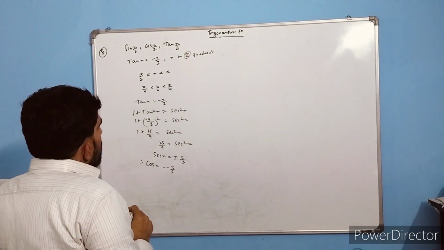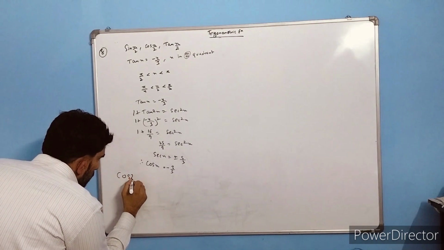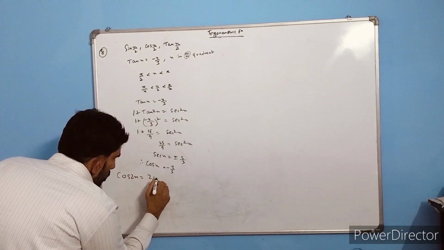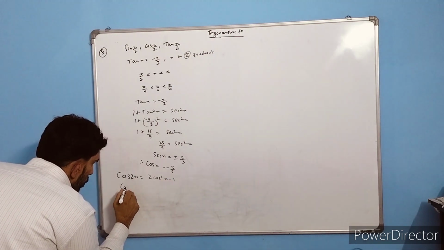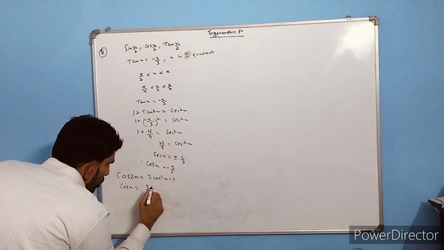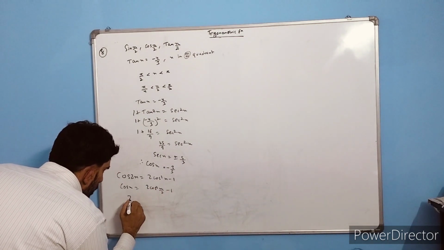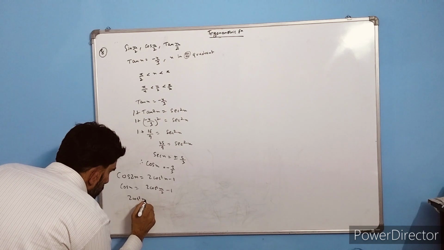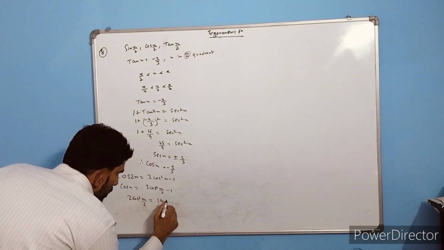Now we'll use the formula which I have told you about, cos 2x, that is 2 cos square x minus 1. Now if I divide this by 2, I get 2 cos square x by 2 minus 1. Now 2 cos square x by 2 is equal to 1 plus cos x.